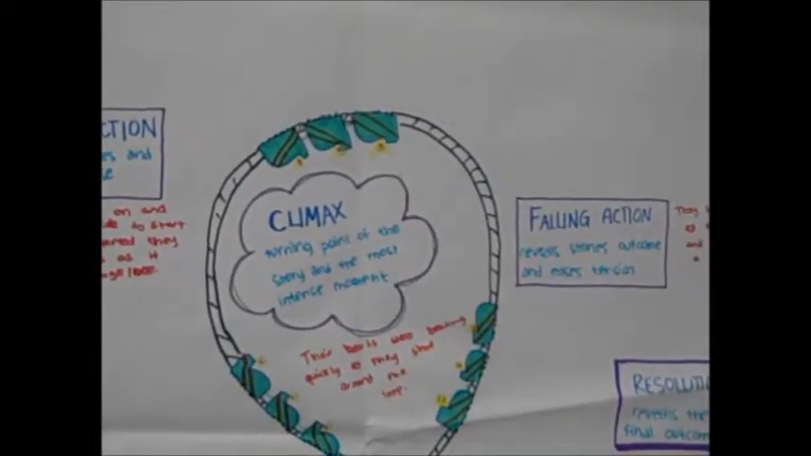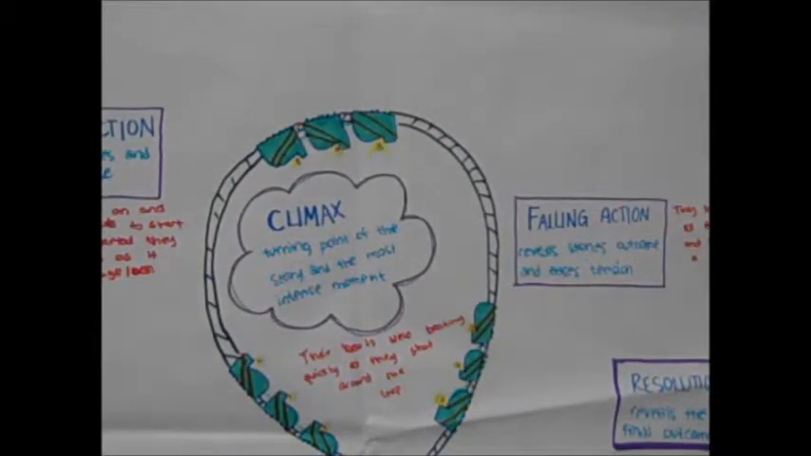At the very top of the loop, they moved to climax. Their hearts were beating quickly as they shot around the loop. That's a great example, because anytime your heart is beating very quickly, you get the feeling that you don't know which way it's going to go. You don't know what the outcome of the story is going to be.